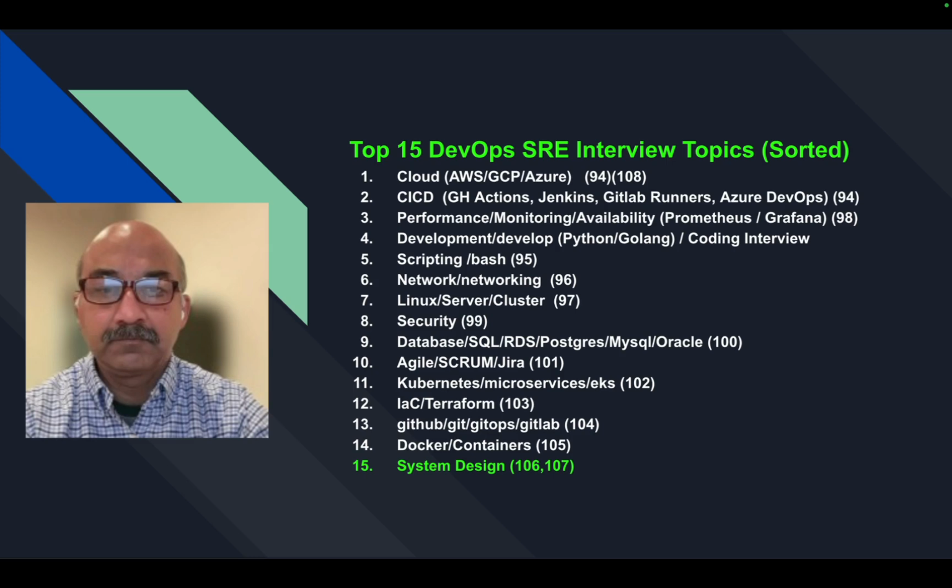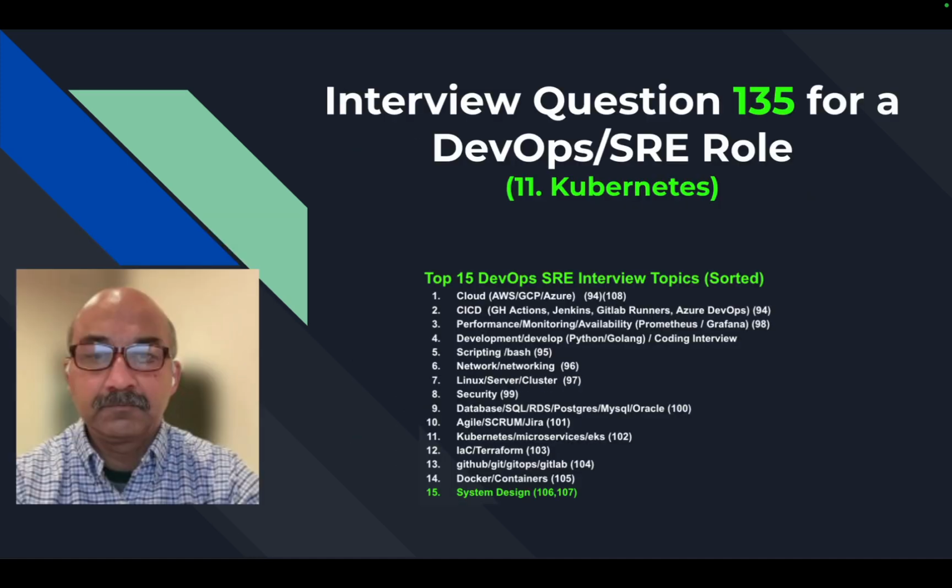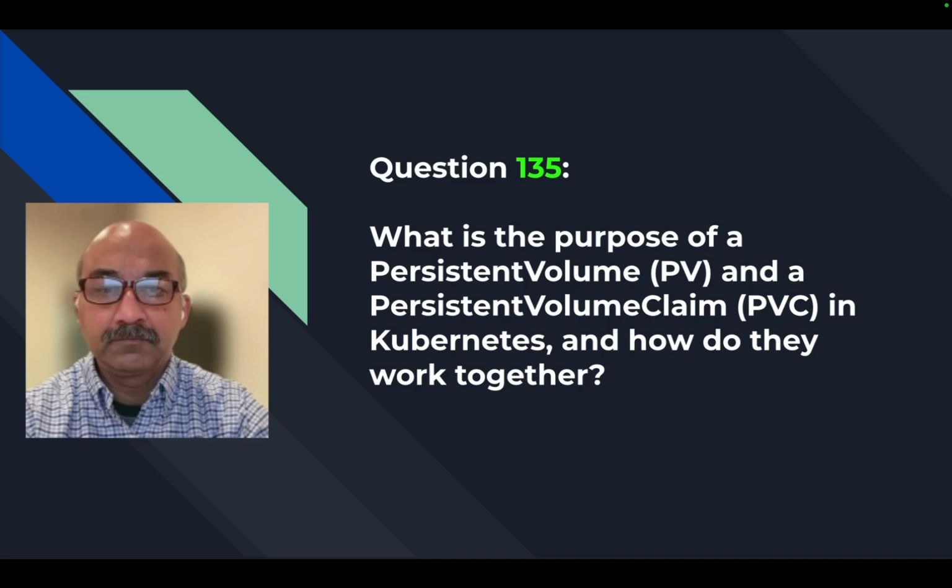So today we're going to talk about Kubernetes and the questions about Kubernetes. Let's get right to that. The question today is, in Kubernetes, what is a persistent volume, otherwise called PV, and what is a persistent volume claim, otherwise called PVC, and how do they work together?